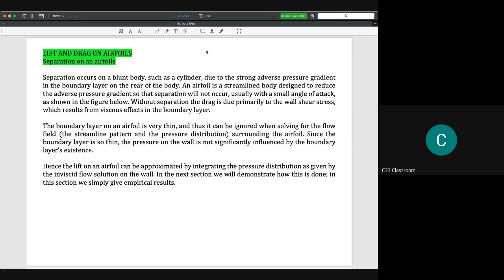Separation occurs on a blunt body, such as a cylinder, due to the strong adverse pressure gradient in the boundary layer on the rear of the body. An airfoil is a streamlined body designed to reduce the adverse pressure gradient so that separation will not occur, usually with a small angle of attack, as shown in the figure below. Without separation, the drag is due primarily to the wall shear stress, which results from viscous effects in the boundary layer.